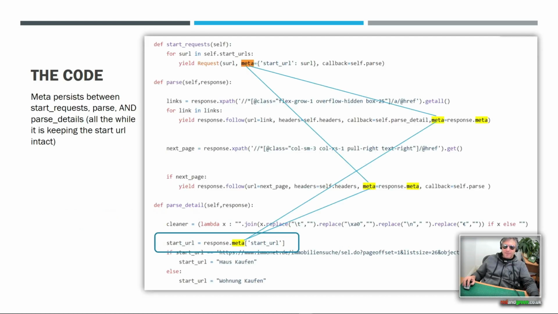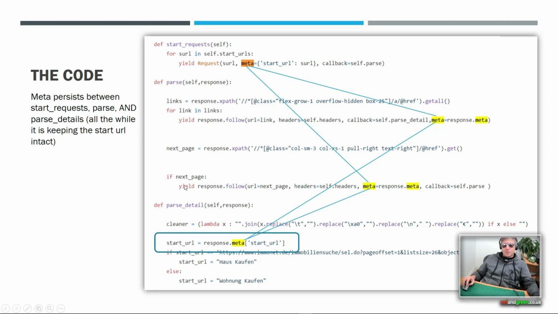So once we've done that, I've tried to highlight the flow of the meta information. So pass it, I think the word is cascade. It trickles down from start requests, which then calls pass. Then once it's within pass, it can then get passed to pass detail.